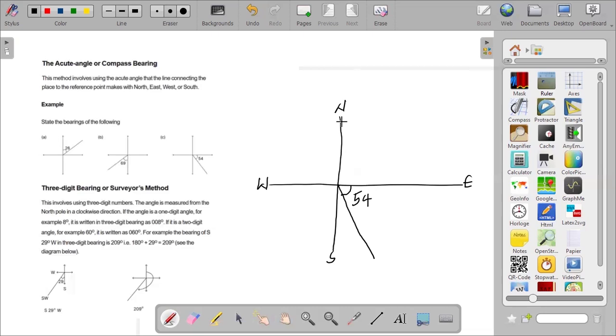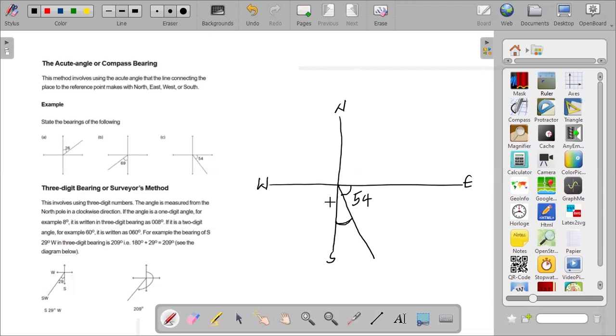In compass bearing, it is this vertical line, the north and south pole, that is our reference point, not the horizontal line. So we cannot call this one 54 degrees southeast. That would be wrong. Rather, it is this angle that we need to measure. This angle here that we need to measure.